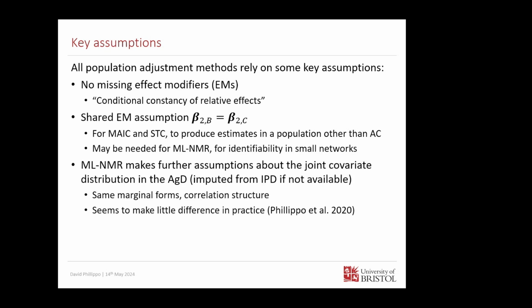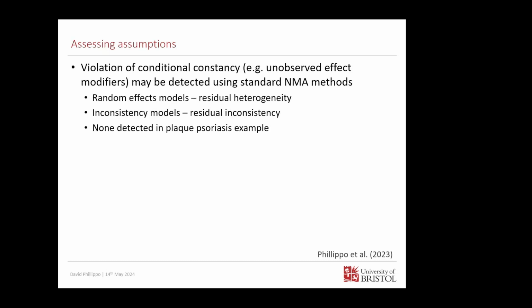As I mentioned earlier, MLNMR is also making some further assumptions about the joint covariate distribution. We're essentially imputing some information about that structure from the individual patient data studies, so the same marginal forms and correlation structure, but in practice this assumption is very weak and it seems to make little difference, even if it's quite badly wrong.